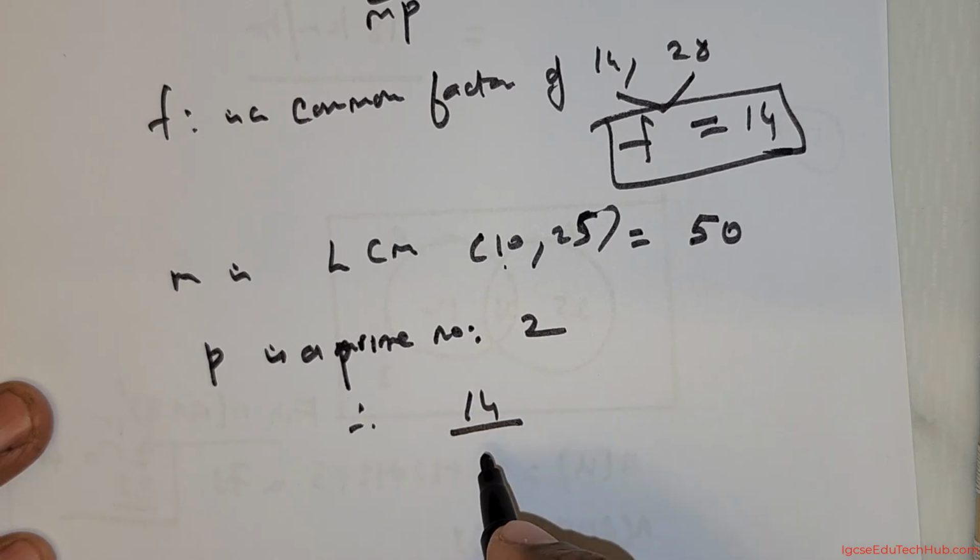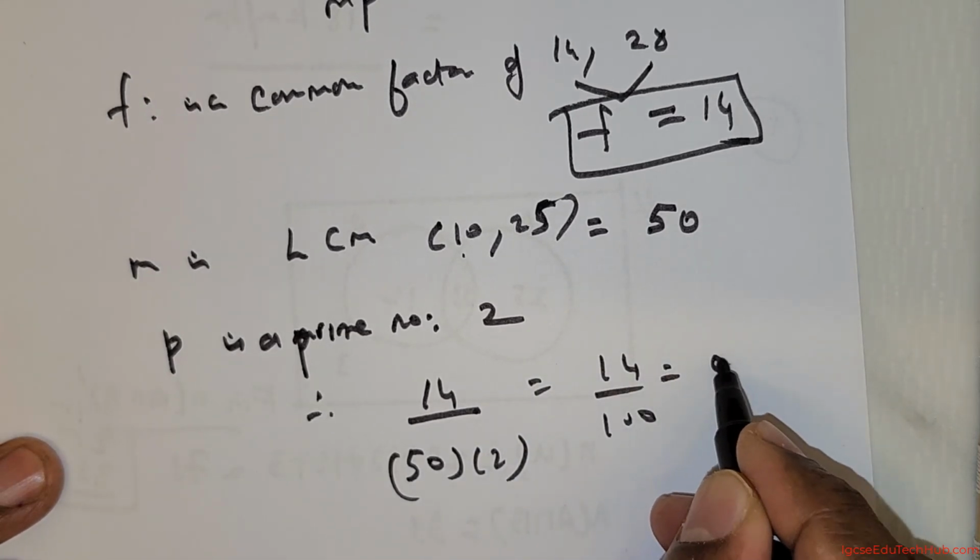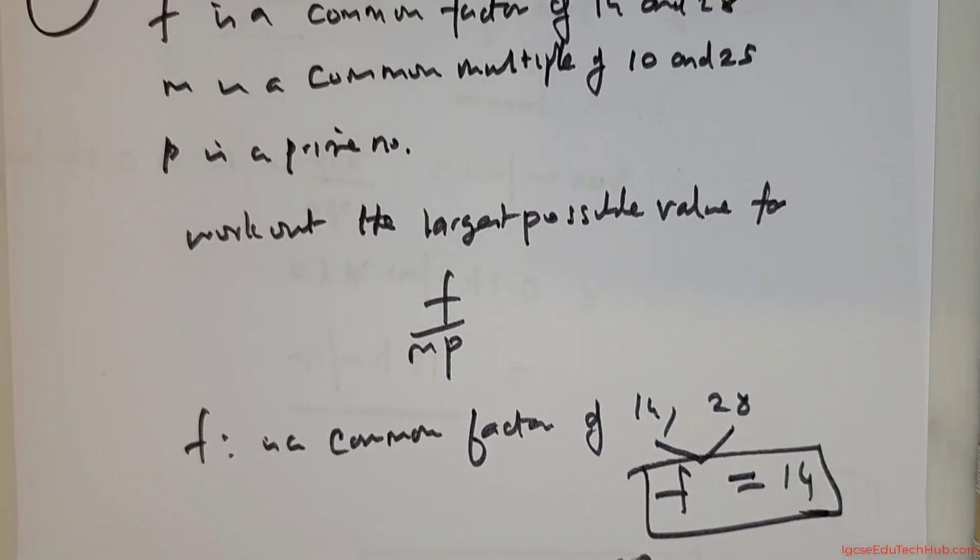Therefore, if I were to take f as 14, m as 50, p as 2, this is 14 over 100, which is going to be 0.14. That's the solution for this question.